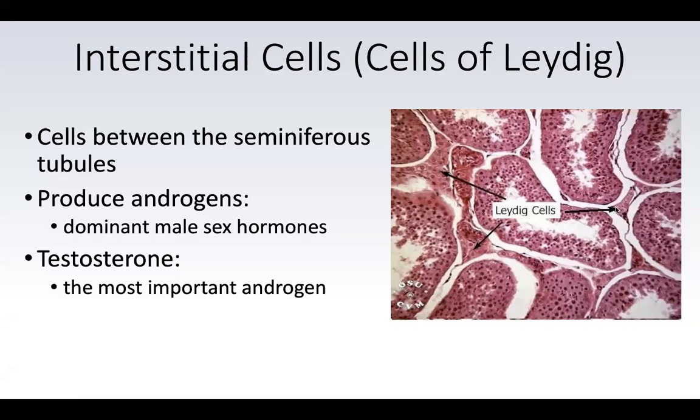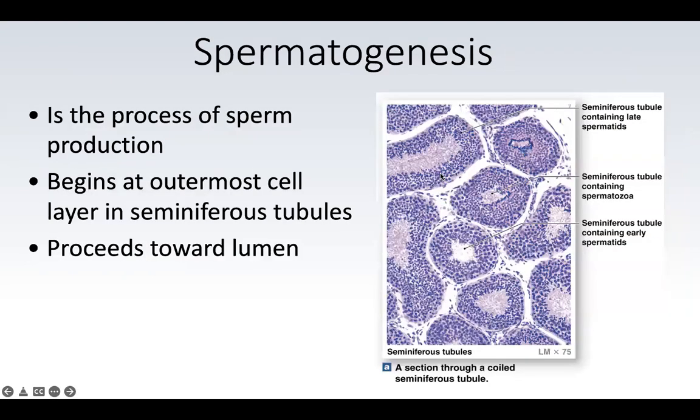Outside the seminiferous tubules, they're also known as the interstitial cells, appropriately named based on where they are, right, in the testes. The cells of Leydig, the interstitial cells, are the primary site of testosterone production in the male. Now, the other place that males will have testosterone production is in that zona reticularis of the adrenal cortex of the adrenal gland. Most testosterone in the male is made in the interstitial cells, the cells of Leydig.